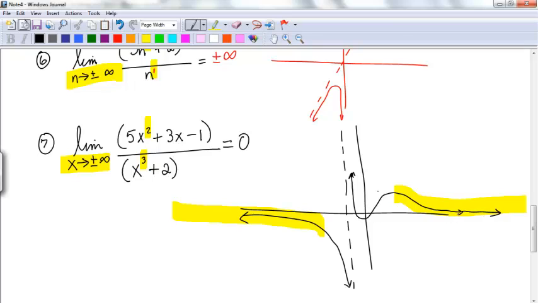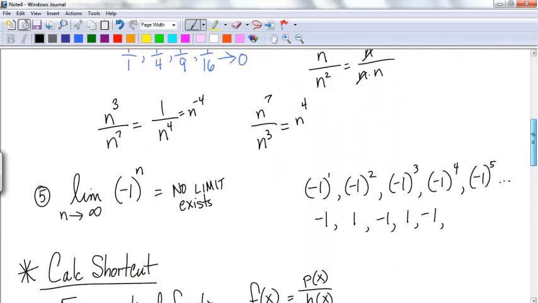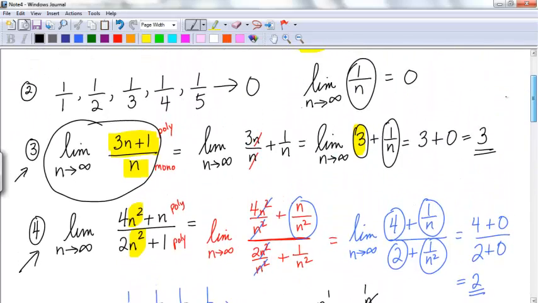Okay. If we went back up here to our original problems, go back up to 3 and 4. Degree of this one would be 1. Degree of this one would be 1. If they are the same, it's the ratio of the leading coefficients, which would be 3. A lot quicker than doing all that work. The degree of this one is 2. Degree of this one is 2. Degrees are the same. It's the ratio of the leading coefficients, 2. A lot quicker. Calc shortcut.